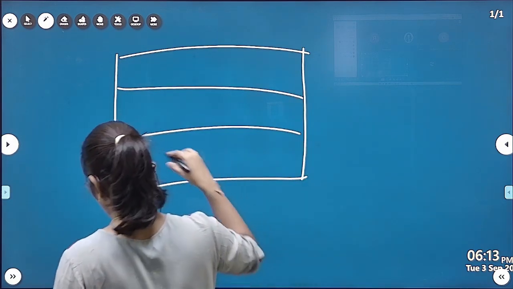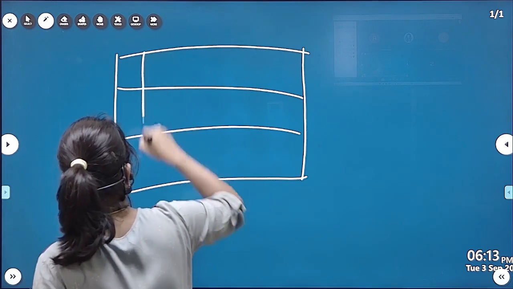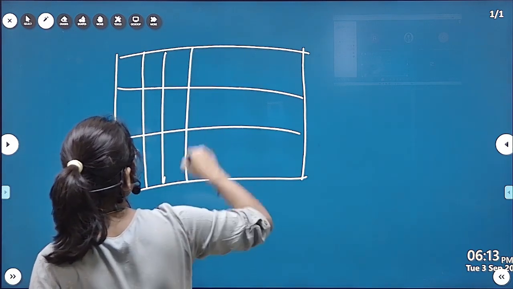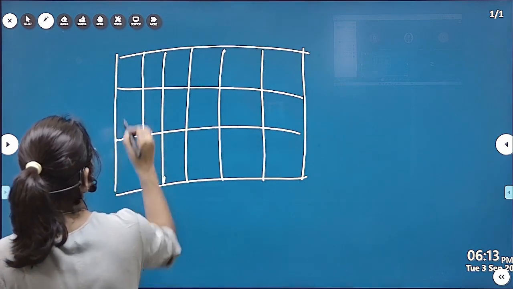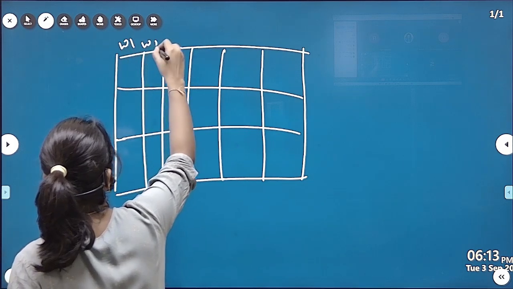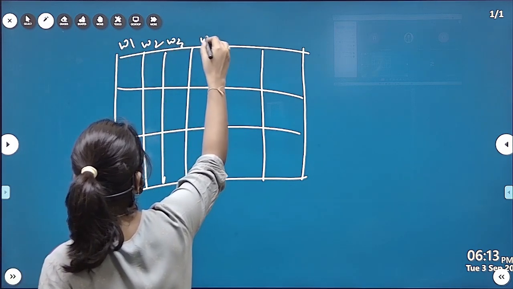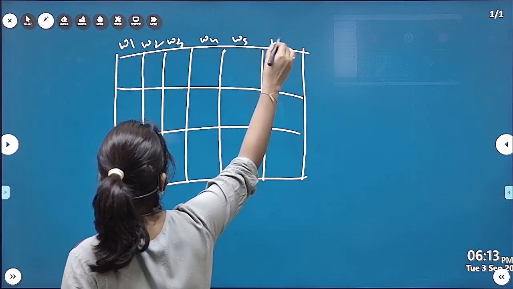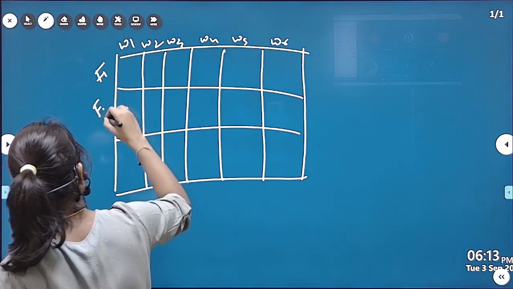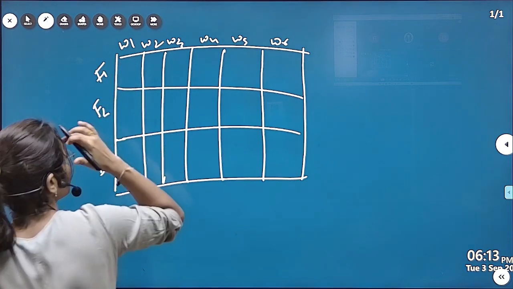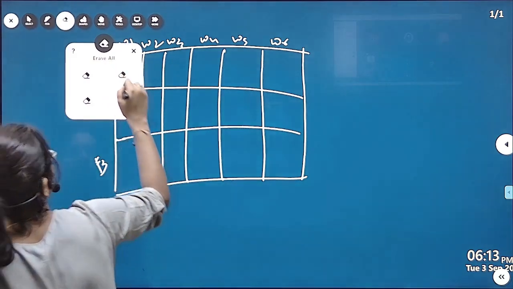Next question, write down 3 rows and 6 columns. So this is W1, W2, W3, W4, W5, W6, F1, F2 and F3.